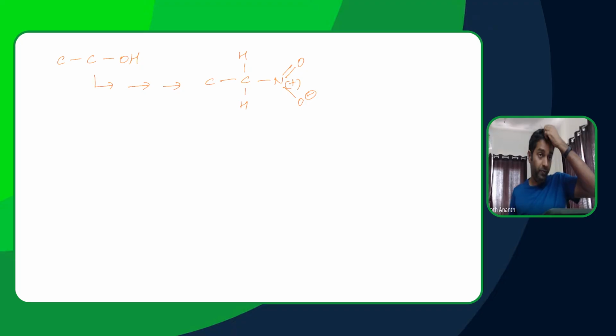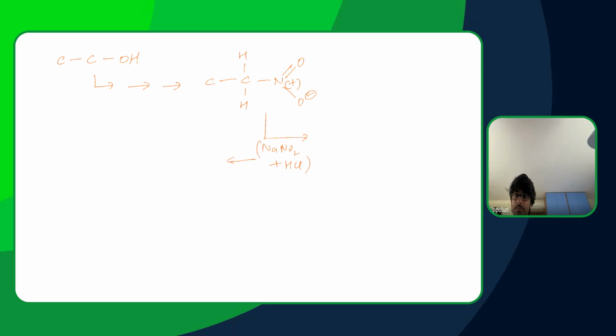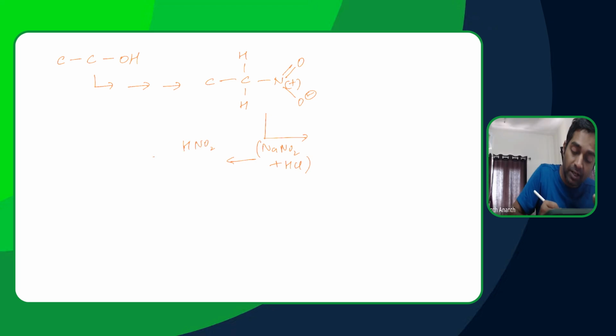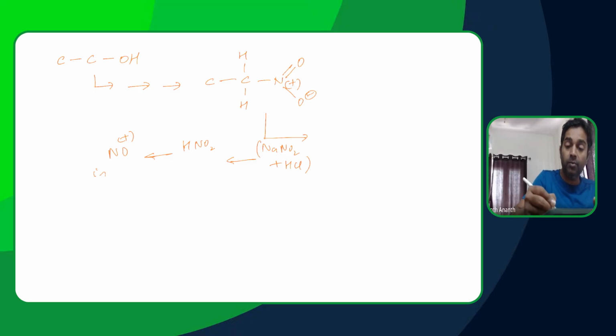Now, if I'm going to be doing NaNO2 HCl here, this will generate what? We talked about HNO2. This generates HNO2, which in turn generates NO plus. So this is called your nitrosonium ion. This nitrosonium ion is going to be the electrophile right now.